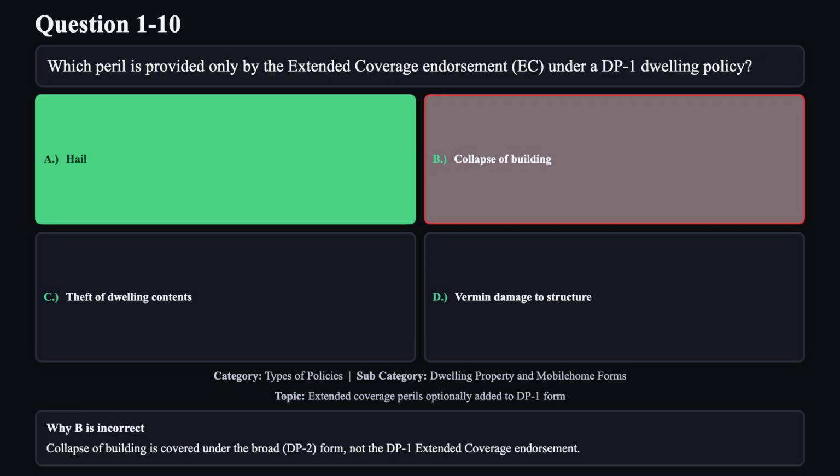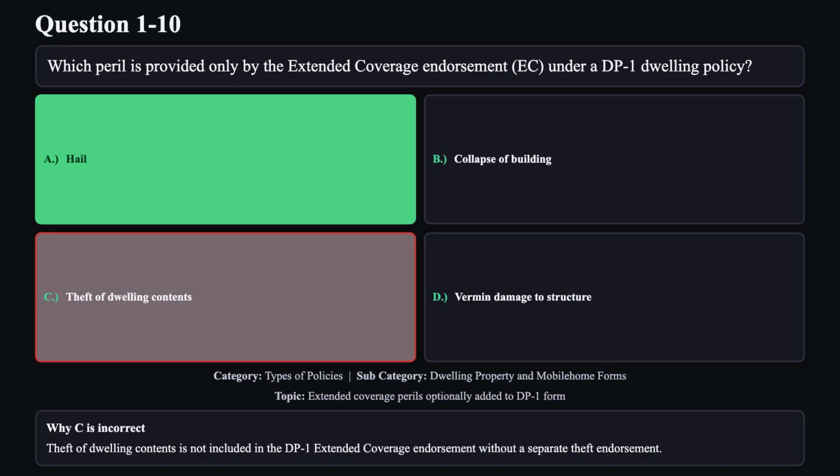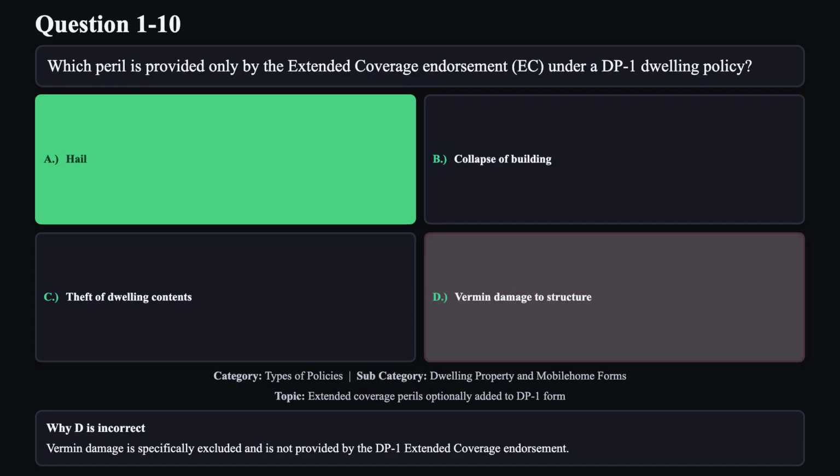Reason B is not correct. Collapse of building is covered under the broad DP2 form, not the DP1 extended coverage endorsement. Reason C is not correct. Theft of dwelling contents is not included in the DP1 extended coverage endorsement without a separate theft endorsement. Reason D is not correct. Vermin damage is specifically excluded and is not provided by the DP1 extended coverage endorsement.